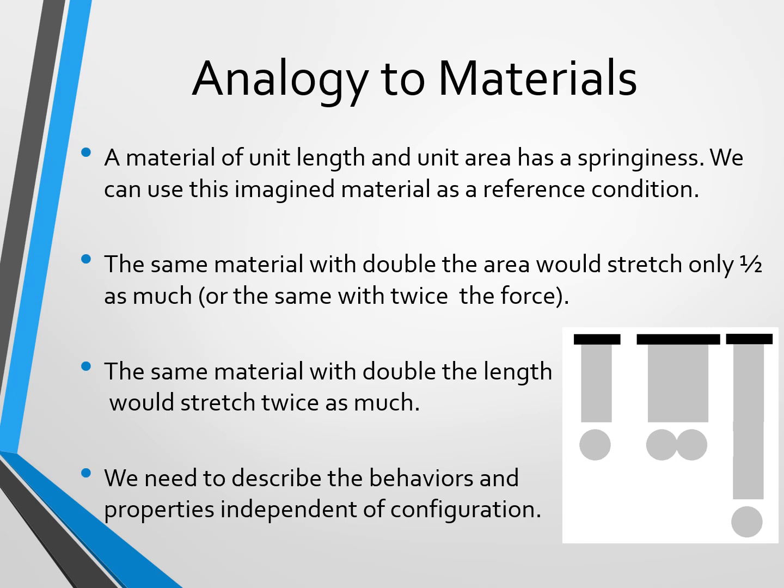So like the spring, if we double the area, the material would stretch, or essentially displace, half as much. Or you can think about it as requiring twice the force to displace the same amount. If we double the length of the material and keep the cross-sectional area the same, then the material will displace 2 times as much. So you can see how the size of the material, and not just the material type, has an influence on how much an object will displace. And we need to be able to describe material behavior that is independent of that sample size.